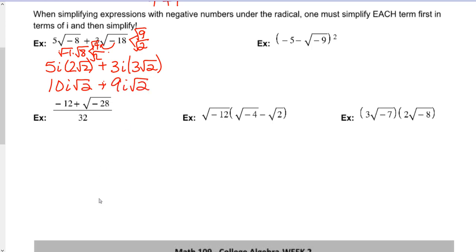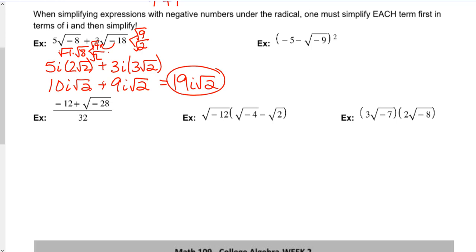So if I look at those two terms, can I put them together by adding? Adding radicals means you have to have exactly the same thing, just like adding x's and y's. Notice I have an i root 2 and an i root 2. Therefore, I can combine by changing the number out front to a 19i root 2. The number out front changes, the label does not. Okay? All right, very good.